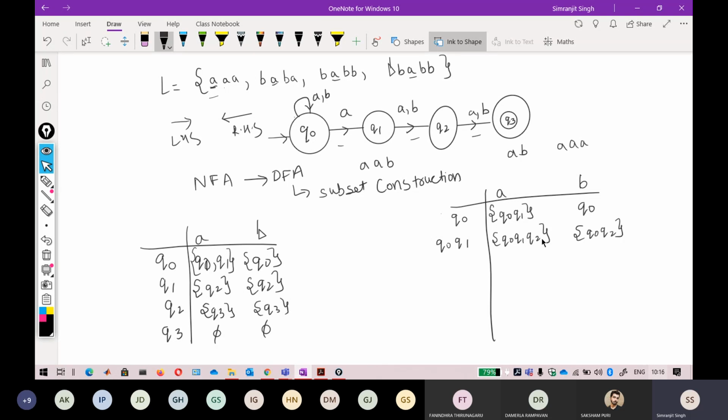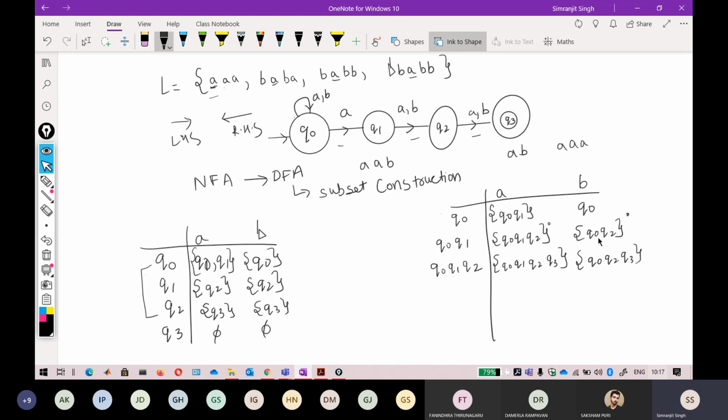Now there are two new states, this one and this one. You can go with any of them. I will go with this one, Q node, Q1, Q2. Now go back to the previous table and combine these three. It will be Q0, Q1, Q2, Q3. If you see, it is going further again and again. In the same way for B, Q0, Q2, Q3. It has increased here again.